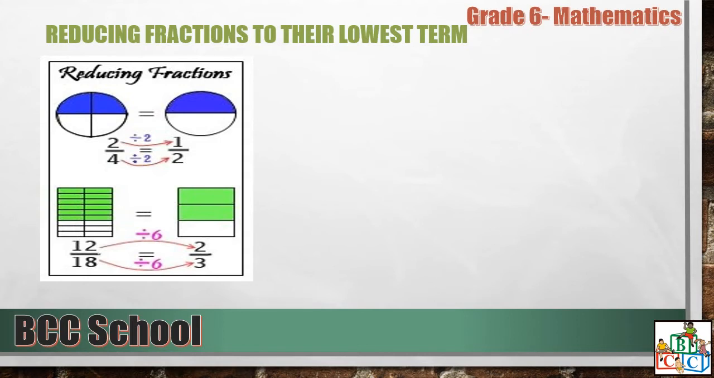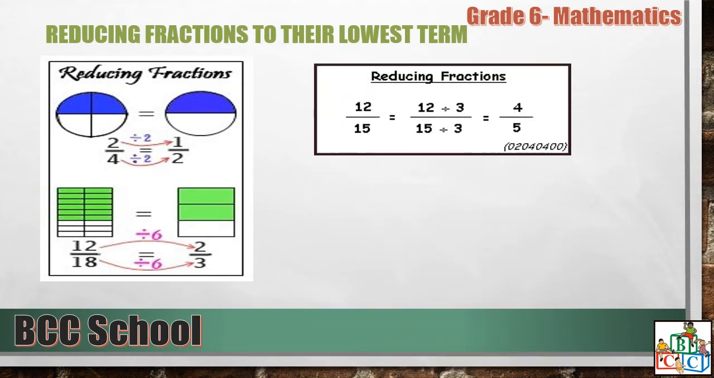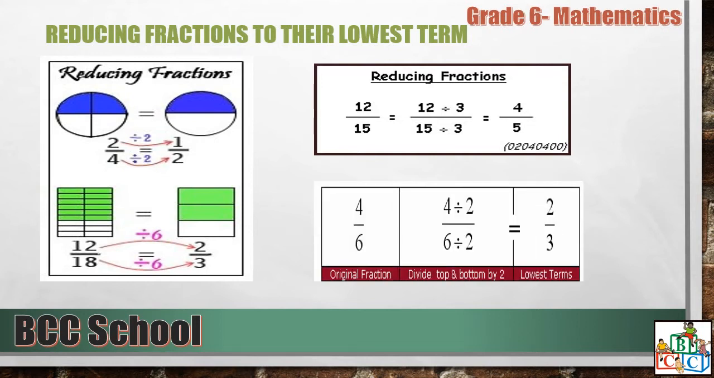12 over 18 has been divided by 6. Both numerator and the denominator should be divided by the same number. Let us take a look at the following, 12 over 15, which has been divided by 3. Both numerator and denominator have been divided by 3. The answer is 4/5. The next one is 4 over 6. The answer is 2/3.